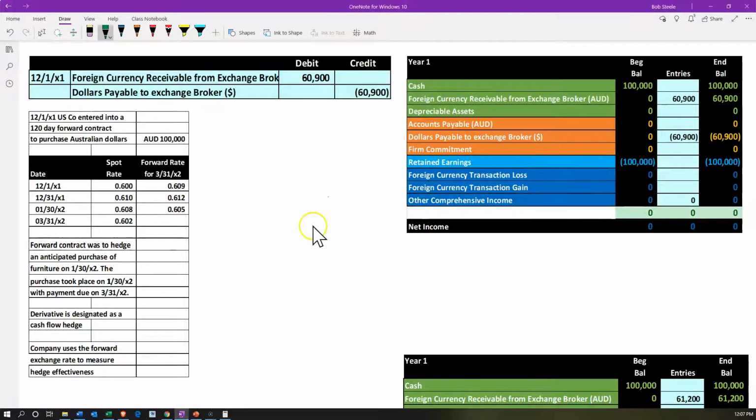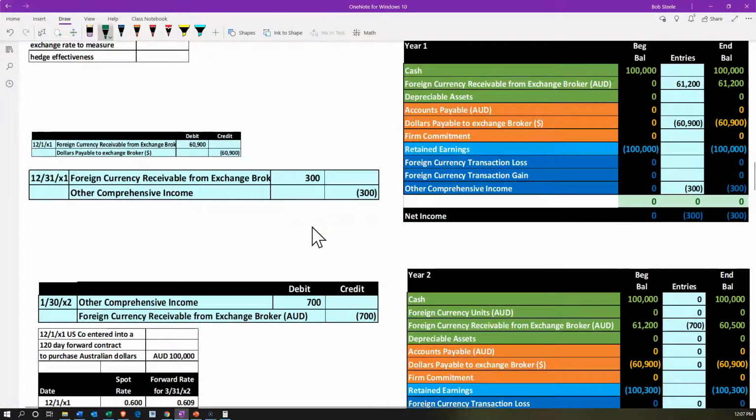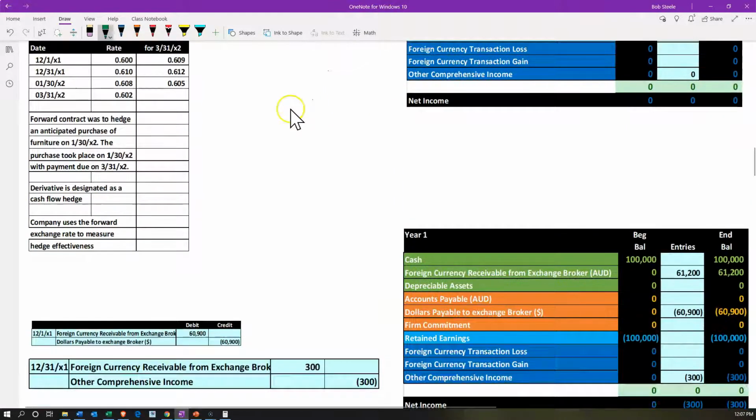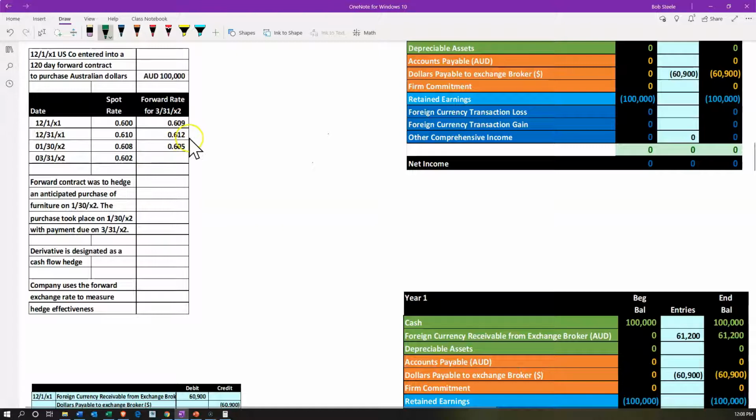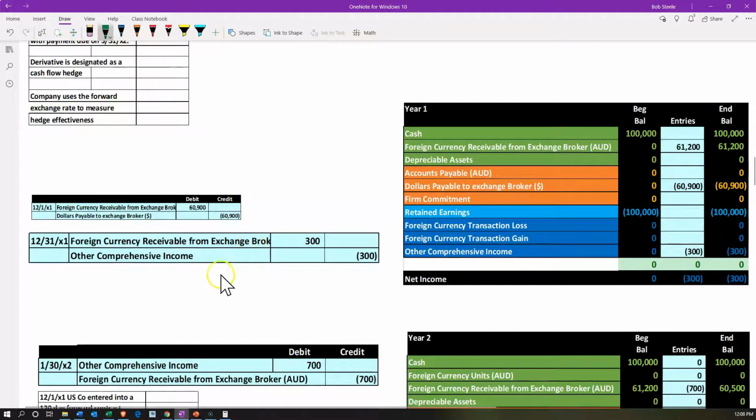So the transaction then is going to look like this. This is where it's a little bit different. Remember that this entries column is including everything that we have done thus far in this current year, plus the current transaction, which will be this item. So we have the foreign currency receivable as the debit, 300, same as we would see before, bringing the receivable to that 61,200, which is the 100,000 times the current rate, or the forward rate here, of 0.612.